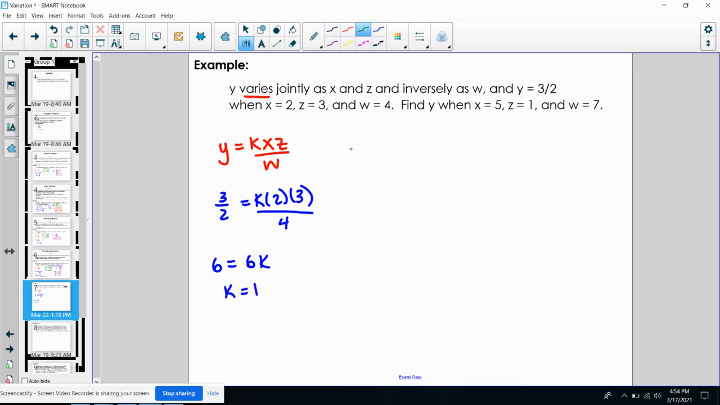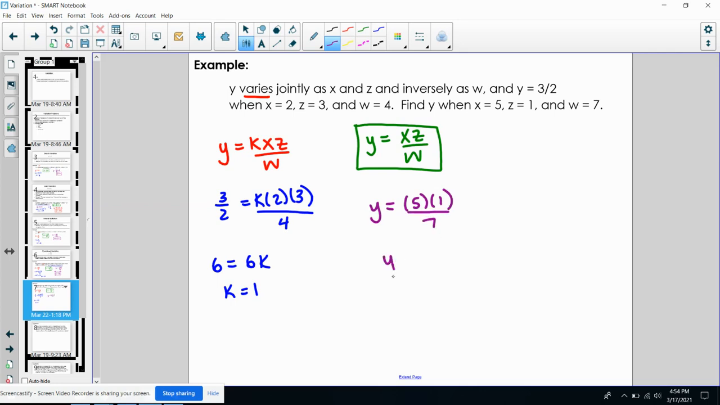So when I go to plug this in, my equation will be y equals. Since k is 1, I don't necessarily need to show a 1 since it's going to be understood. So I'm just going to write this as xz over w. This is my equation that I'm using. And then we're going to go ahead and solve for y. So find y when x is 5, z is 1, and w is 7. So y is going to equal 5 over 7.